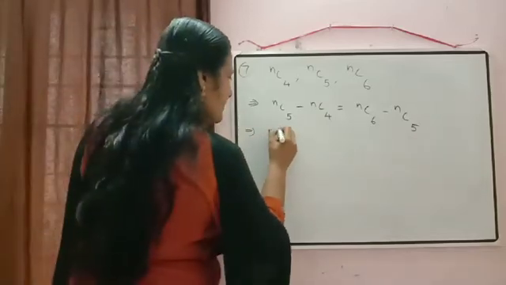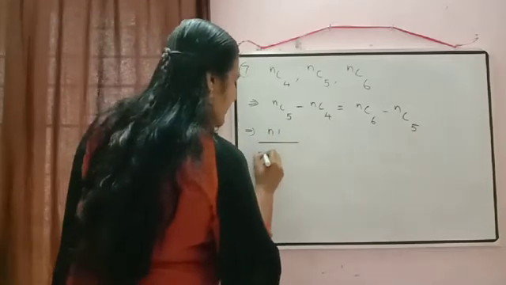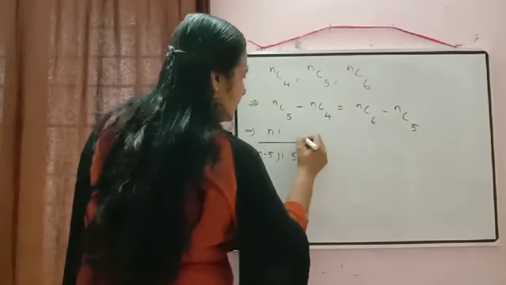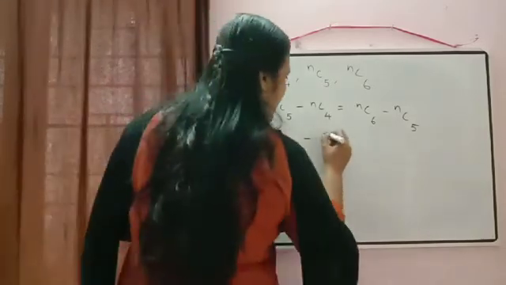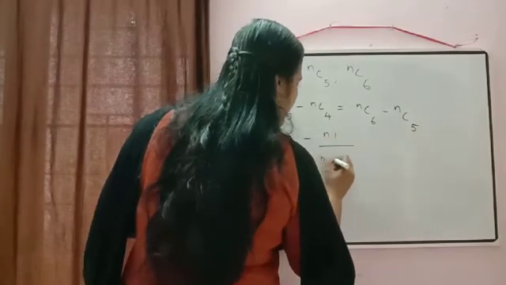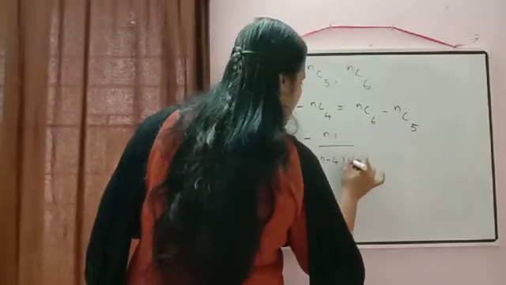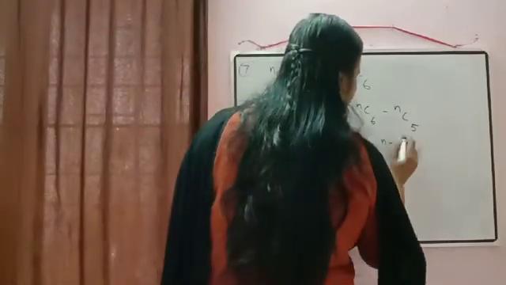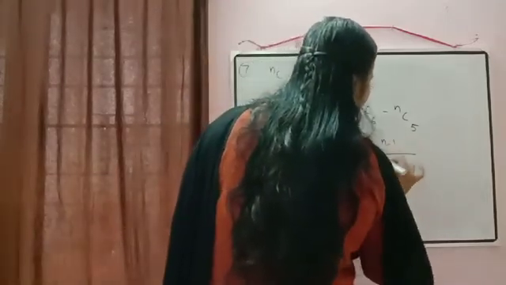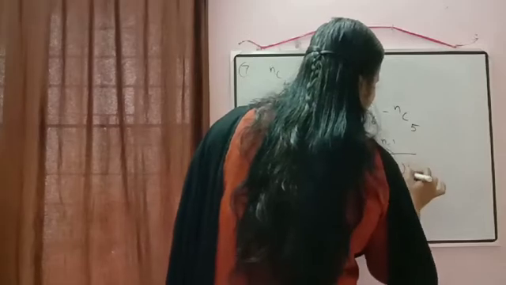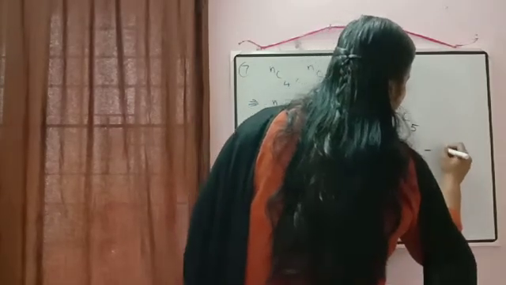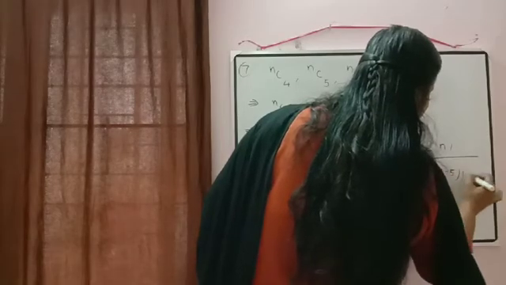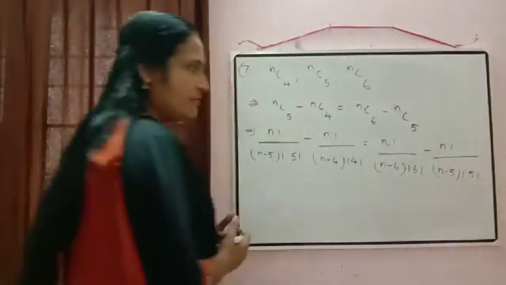nC5 can be written as n factorial by (n minus 5) factorial into 5 factorial, minus n factorial by (n minus 4) factorial into 4 factorial, is equal to n factorial by (n minus 6) factorial into 6 factorial, minus n factorial by (n minus 5) factorial into 5 factorial.